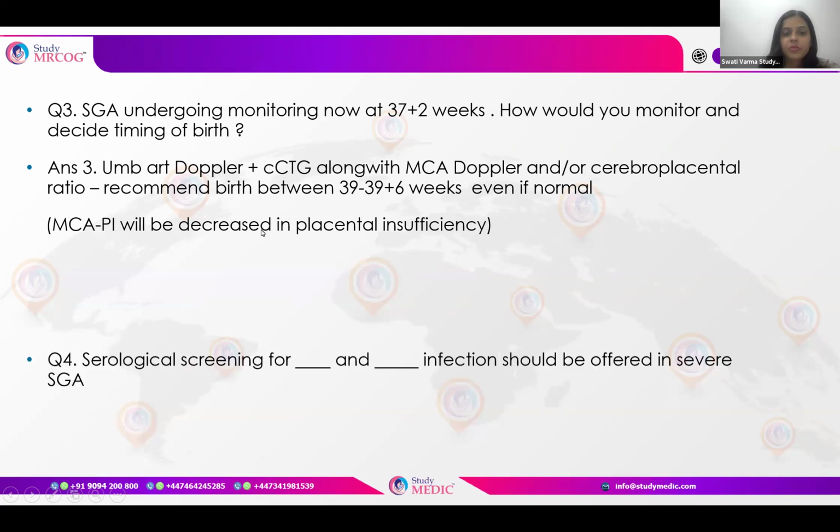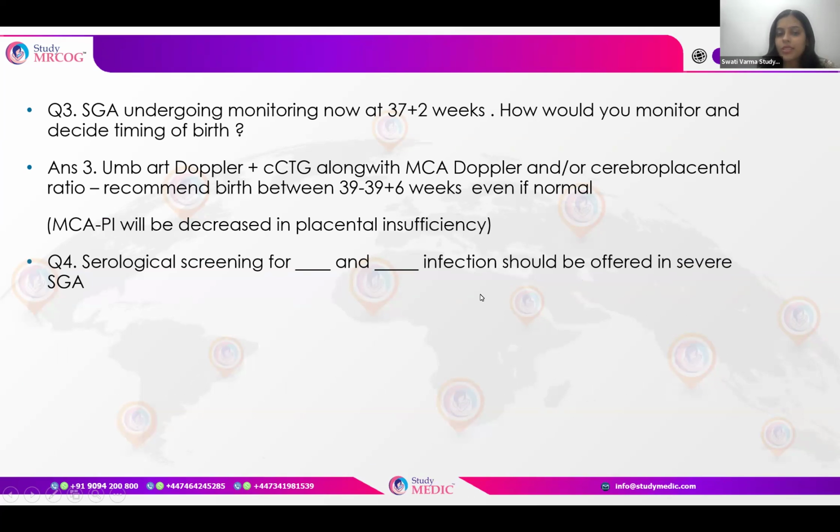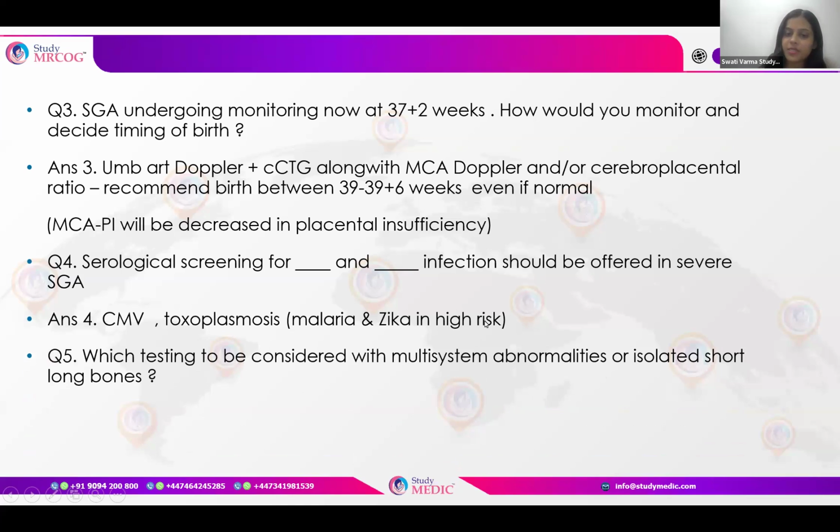Okay. Which serological screening holds importance in severe SGA? CMV and toxoplasmosis you have to do, and malaria and Zika only in high-risk places. And which testing is to be considered with multi-system abnormalities? Suppose on anomaly scan, multi-system abnormalities or isolated short long bones are there. It is specifically specified that prenatal exome sequencing is to be carried out if either of the two is present. Otherwise, invasive testing like amniocentesis is to be offered for all severe SGA fetuses.